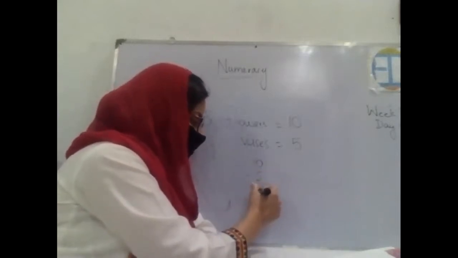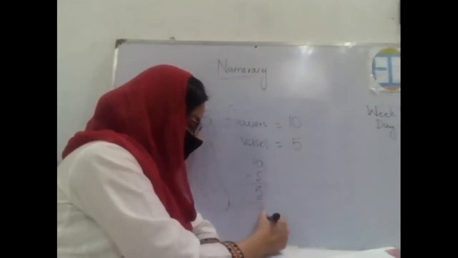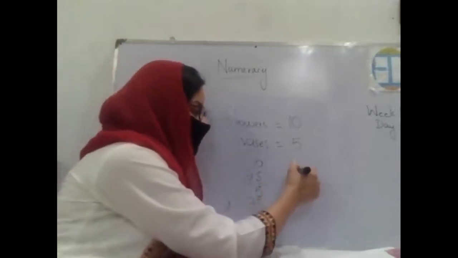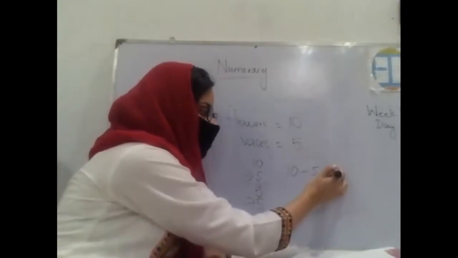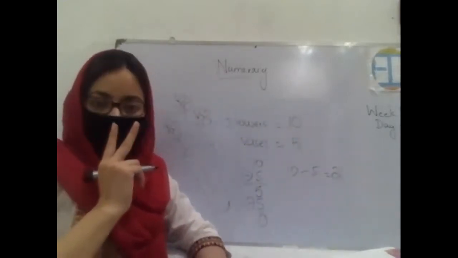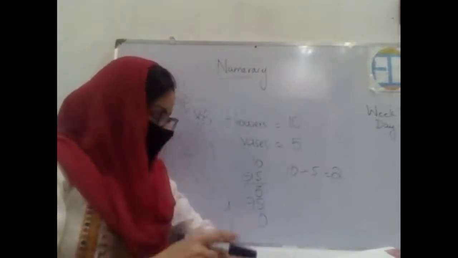10 minus 5, 5. Again subtract 5 from 5. 5 minus 5, 0. How many times have we subtracted? 2. This means that when we divide 10 by 5, the answer is 2, and every vase will have 2 flowers in it. Got it? Okay, let's look at the next question.